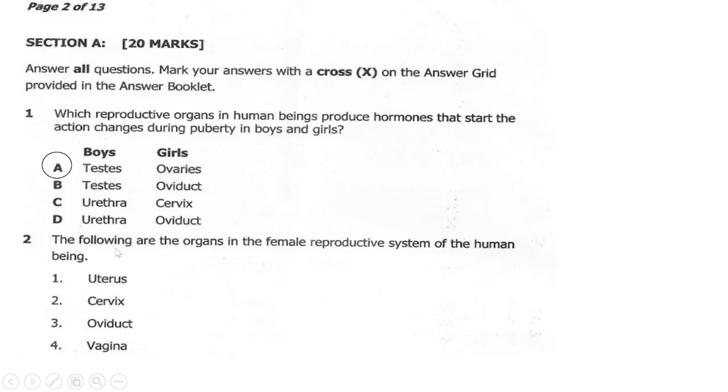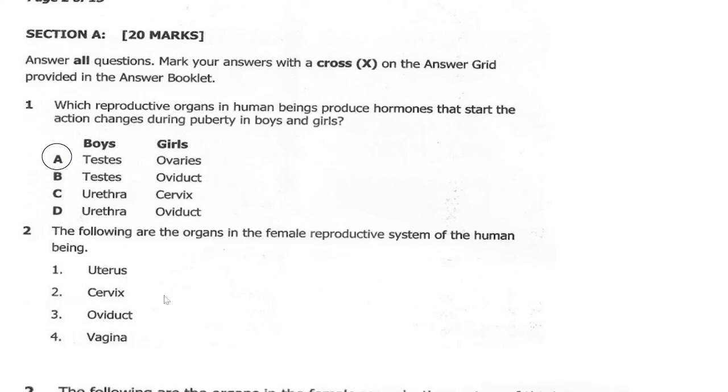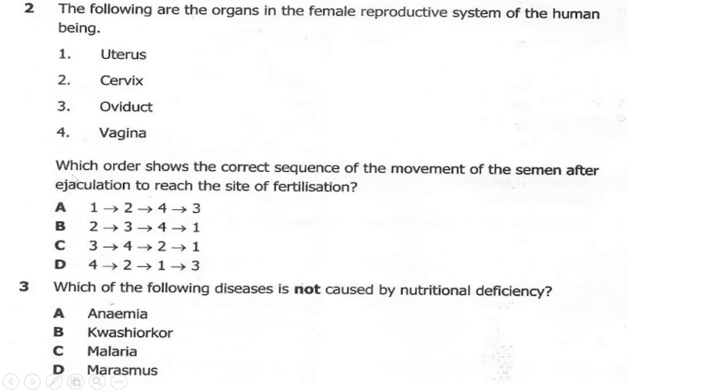Then 2, the following are the organs in the female reproductive system of the human being: uterus, cervix, oviduct, vagina. Then they're saying which order shows the correct sequence of the movement of the semen after ejaculation to reach the site of fertilization. Okay, so after ejaculation, what should be the order?